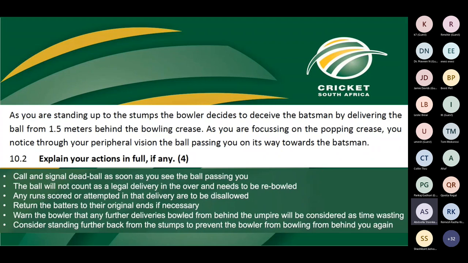Have a word with the bowler and warn him that if any further deliveries are bowled from behind the umpire, this will then be considered as time wasting. And then what you'll do is consider standing a bit further from the stumps to prevent the bowler from bowling behind you. If you look at the question, they say the umpire is standing fairly close to the stumps. So you can consider just going a bit back, and maybe this will prevent the bowler from bowling behind you again.